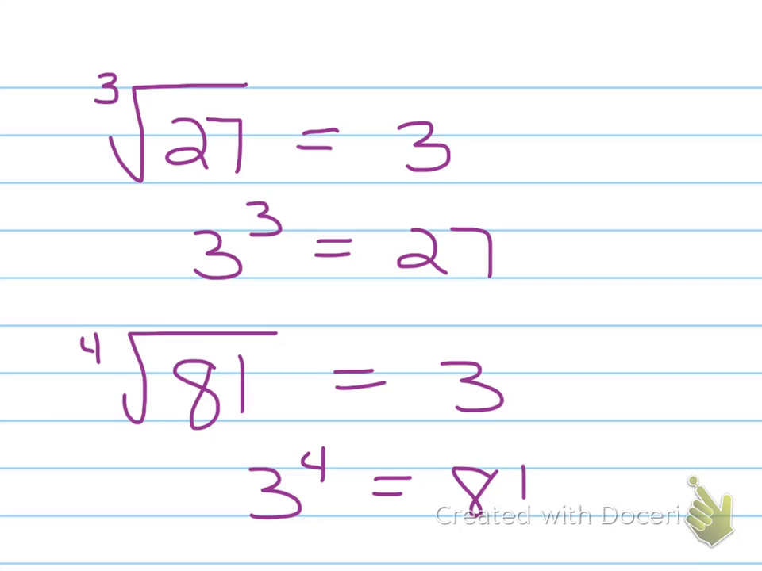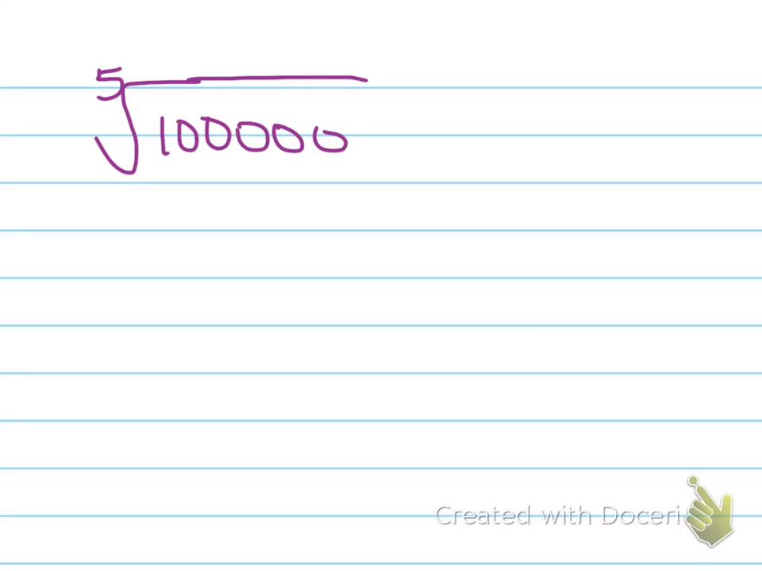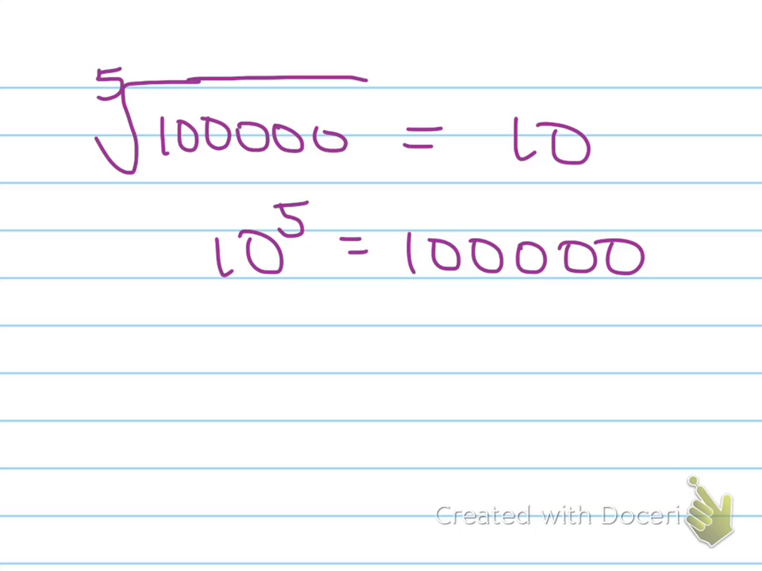And we're going to do one more. We're going to do a 5th root, and we can just keep going on and on. A 5th root, we put a little 5 there. A 5th root of 100,000 is 10, because 10 to the 5th power has 5 zeros, so that would make sense: 1, 2, 3, 4, 5. And so we can have bunches of those.